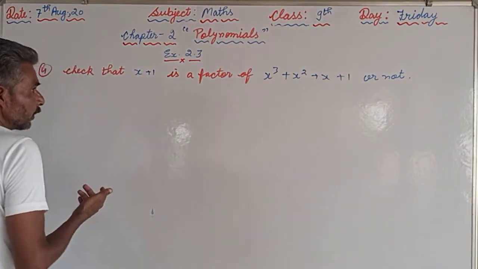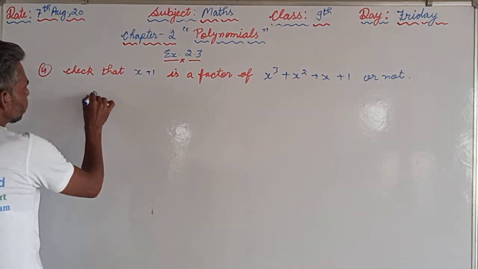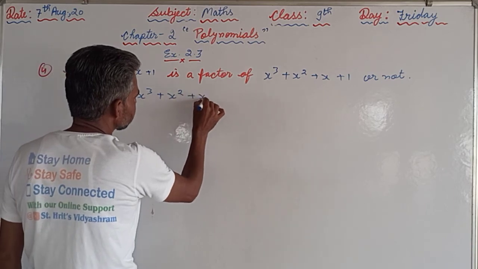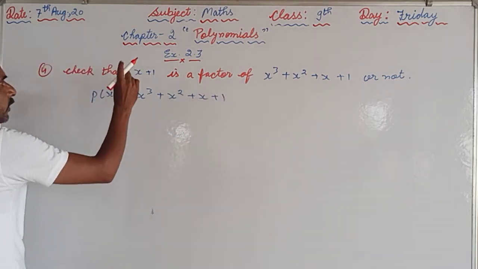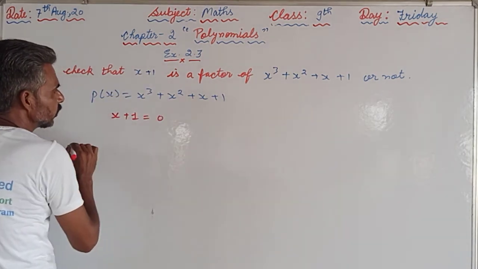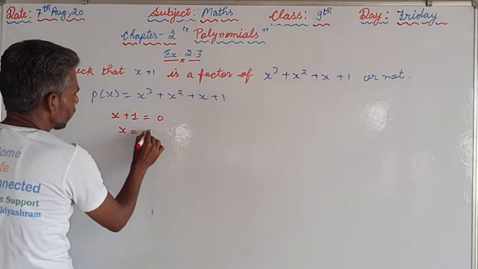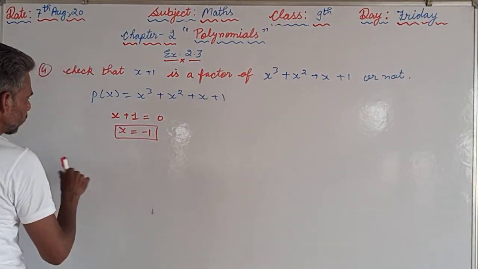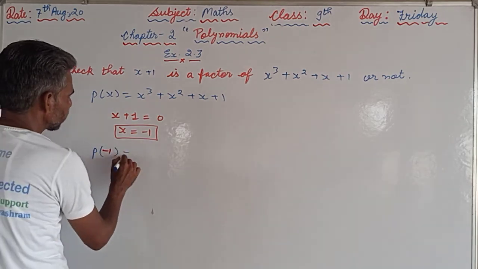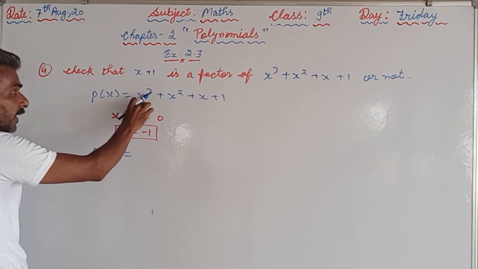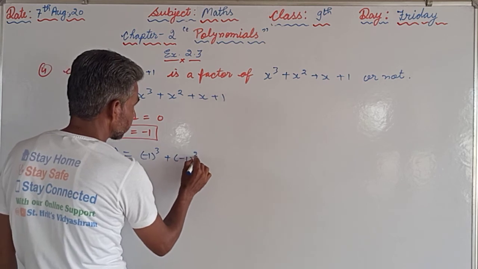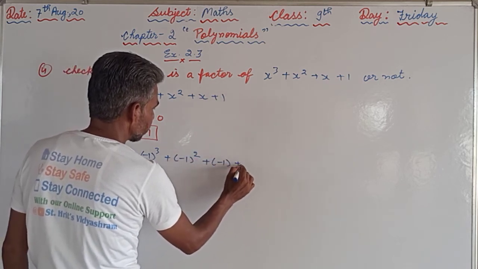So here we will use the remainder theorem only. For that, p(x) is equal to x cube plus x square plus x plus 1, and we have to check whether x plus 1 is a factor or not. So we will equate the factor to 0, and we find from here that x is equal to minus 1. So we are supposed to find now p of minus 1, which means we substitute x by minus 1: minus 1 cube plus minus 1 square plus minus 1 plus 1.